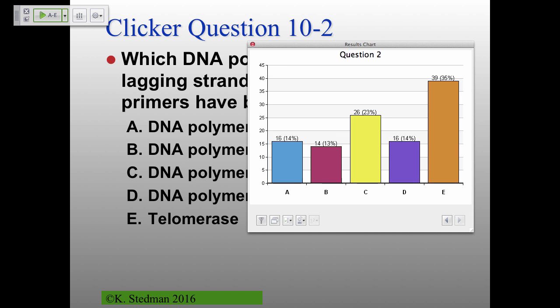E. coli does not have telomeres, so it can't be A or B. Okay, so C, D, or E. DNA polymerase alpha does what? It extends primers, but it's just part of the primase complex. Is that really going to help filling in the piece that's gotten chopped off because of the telomere?